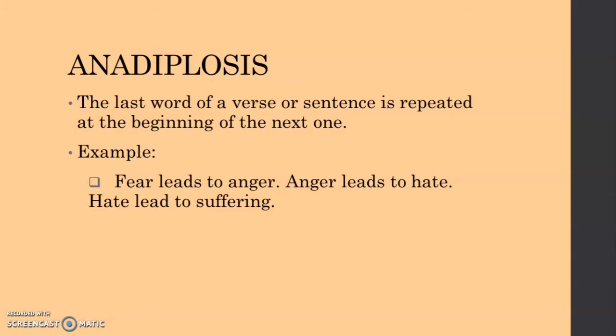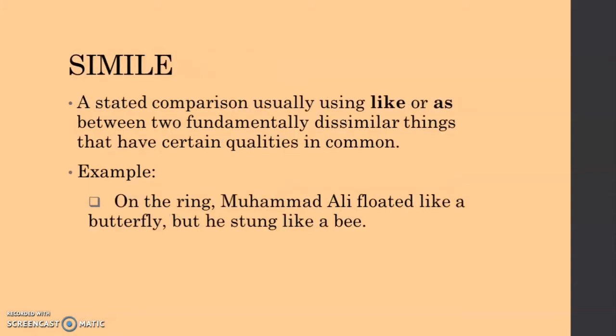Moreover, there are figures of speech that evoke imagination and emotions. They are as follows. Simile. This is a stated comparison, usually using like or as between two fundamentally dissimilar things that have certain qualities in common. Example: on the ring, Muhammad Ali floated like a butterfly, but he stung like a bee.